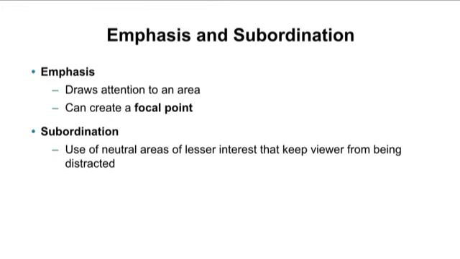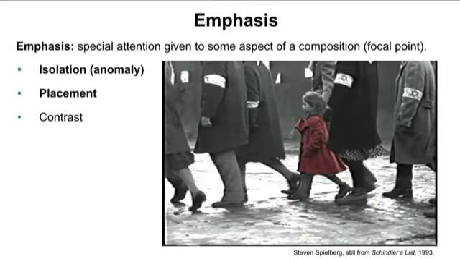Let's move on to emphasis and subordination. Emphasis draws attention to an area. It can create a focal point in a work. You can use the word emphasis much like you would use it in everyday life. Subordination is the use of neutral areas of lesser interest that keep the viewer from being distracted from the focal point. In this composition, it's created by isolation and placement.